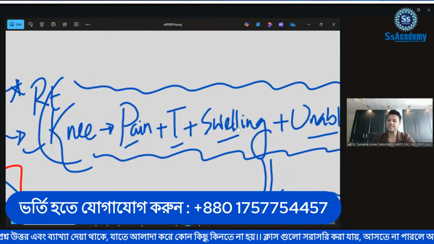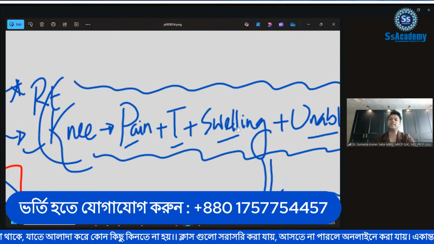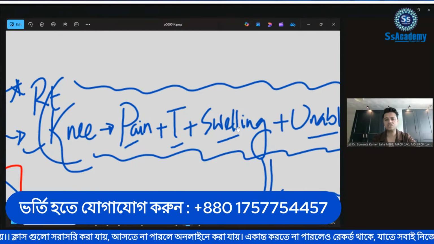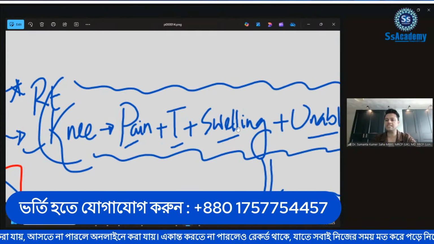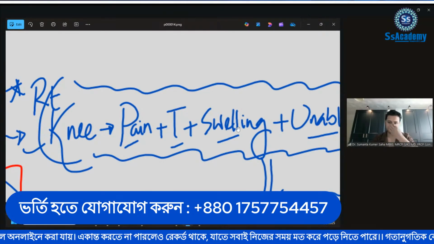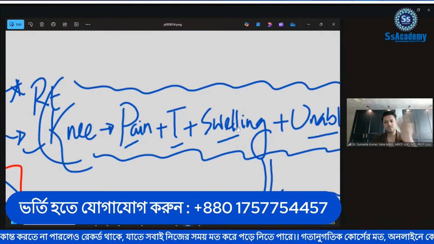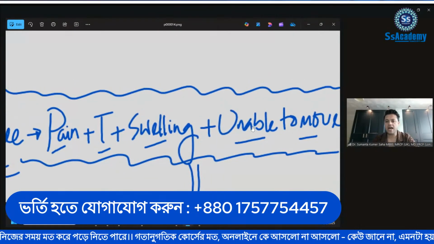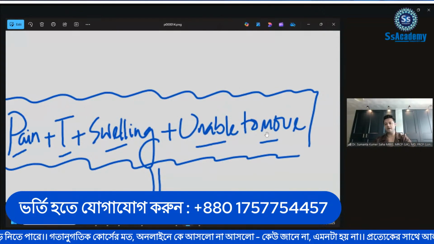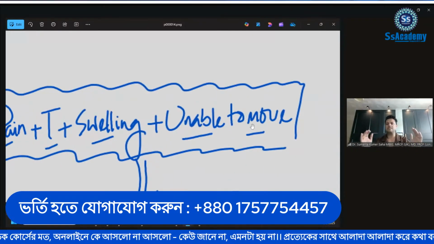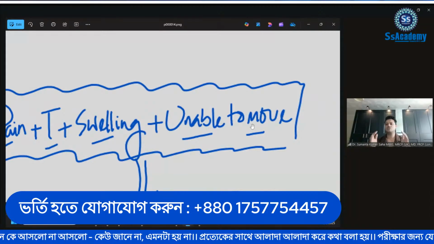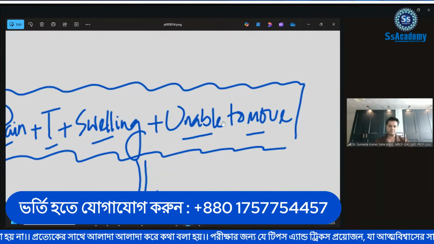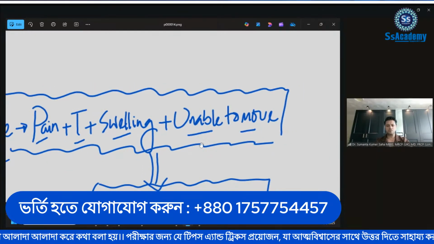Not only that, because the pain, tenderness, and swelling are there, you cannot move the joint. Calor, dolor, rubor, can you remember? Functio laesa, the pathology of acute inflammation. So the result of everything is pain, tenderness, swelling, and being unable to move your right knee joint. That's the complete picture for an acute right knee monoarthritis.